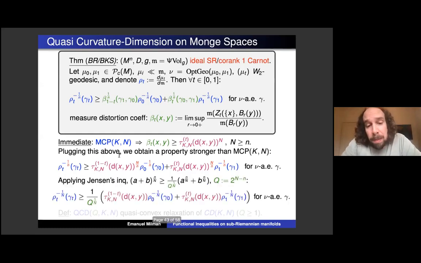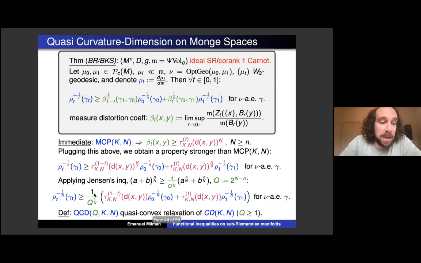So what we're going to do is something very simple. I can artificially correct the exponent here, and turn it into one if I just apply Jensen's inequality. And if I do this, you'll see that I pick up this extra constant Q, which is exactly of the form 2 to the power of capital N minus little n. And what I get is this interpolation inequality where I managed to make the powers one, so that's nice, but there's no free lunch. The price I paid is this extra constant. So let's turn this into a definition, and we'll say that this requirement is exactly the QCD condition. Q stands for quasi-convex relaxation of the original CD(K,N) condition. And our new parameter Q is a slack parameter. So it's always larger than one. And if you set it to be equal to one, you get back the original CD(K,N) condition. So it's just a generalization, a relaxation of the CD(K,N) condition.